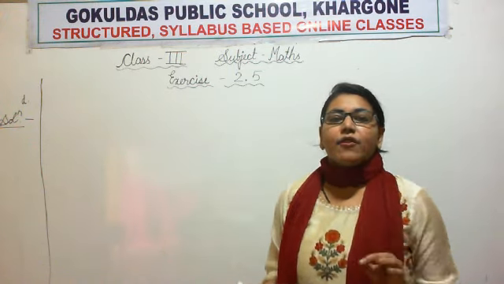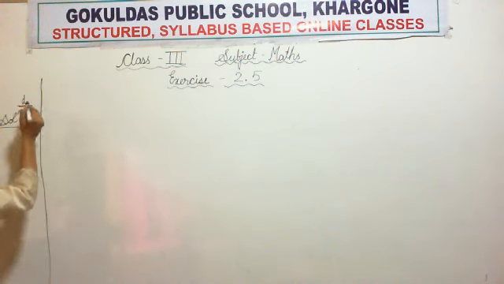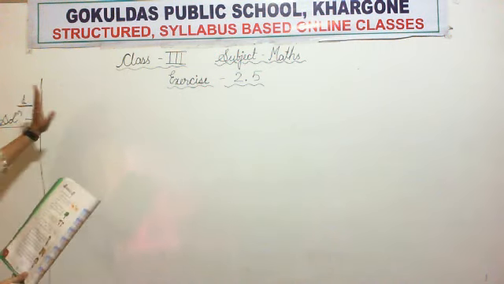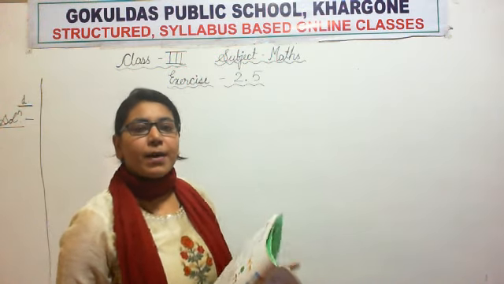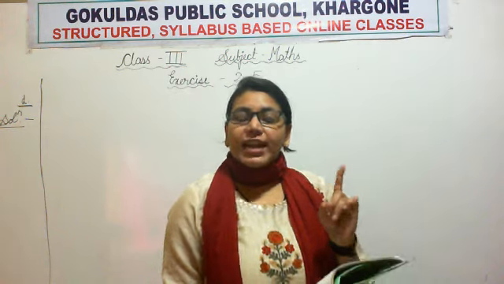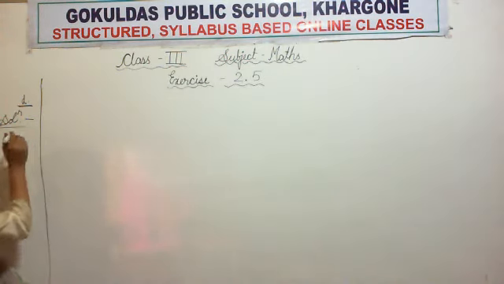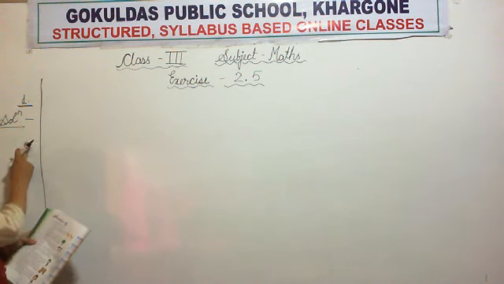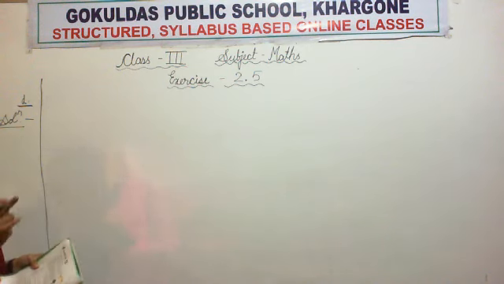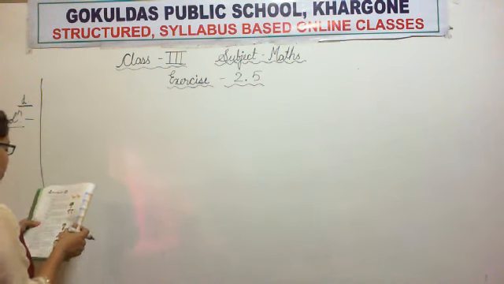So let's solve it. This is your margin line. You will write the question number, which is D here. Then you will write the question. Ma'am is not writing the question, but you have to write the question in your notebook. Now after writing the question, write solution, because we are solving, we are not writing answer. So here we will not write answer, we will write solution.